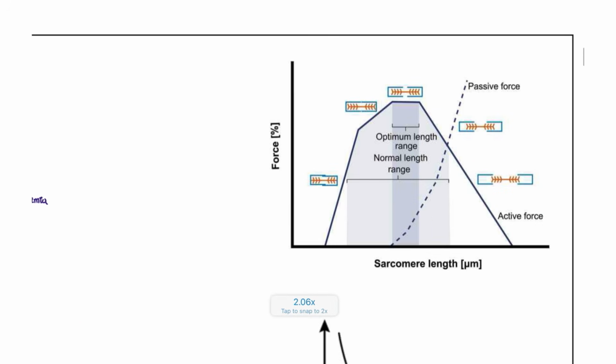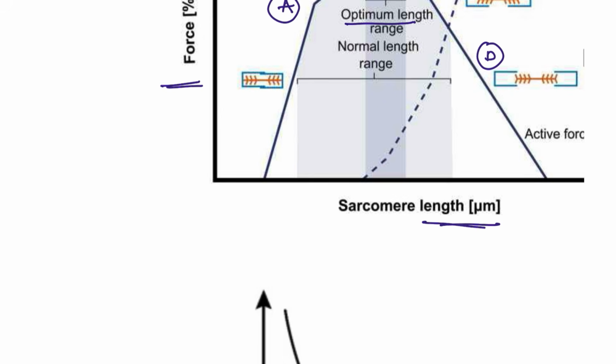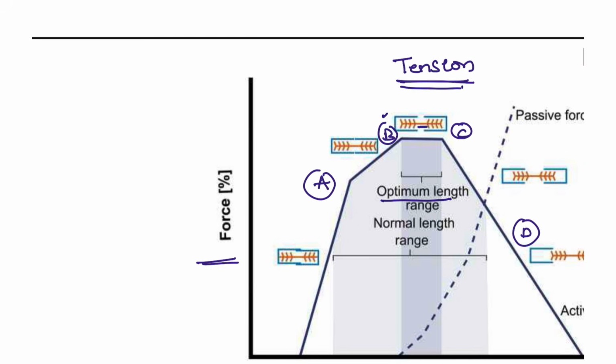Next, two important graphs that can potentially be asked. We are checking here the sarcomere length and the force. So basically we are checking the tension of the muscle contraction. So this is point A, this is point B, this is point C, and this is point D. So how will these forces be seen? If there is an optimal length, if they come closer, there is a high tension. At the points B and C, there is maximum tension because of overlapping with each other.